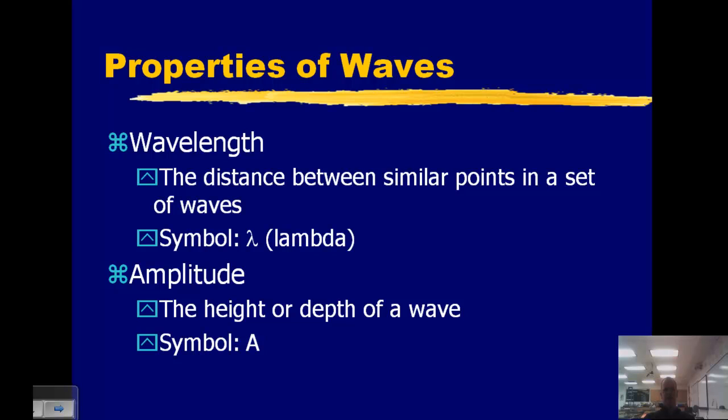The second property is amplitude. Amplitude is the height or depth of a wave, how tall the wave is going to be or how deep the wave is going to be. Those are the same. This will also be in meters because it's a height or depth. And we'll give them the symbol A.